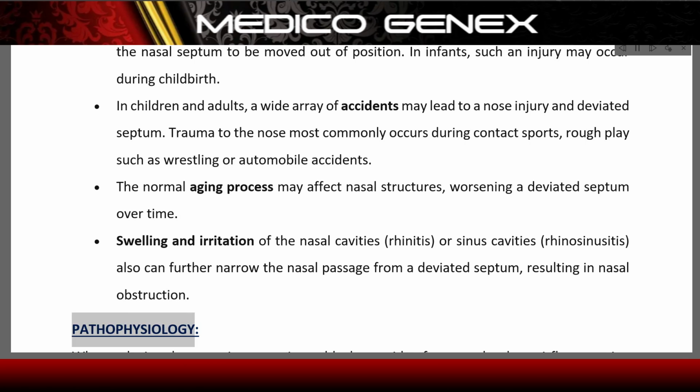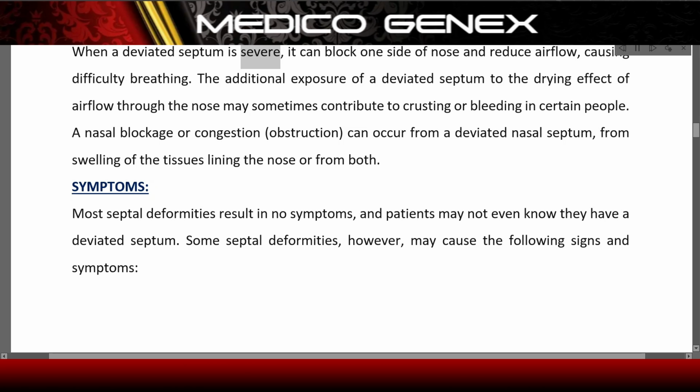Pathophysiology. When a deviated septum is severe, it can block one side of nose and reduce airflow, causing difficulty breathing. The additional exposure of a deviated septum to the drying effect of airflow through the nose may sometimes contribute to crusting or bleeding in certain people. A nasal blockage or congestion, obstruction, can occur from a deviated nasal septum, from swelling of the tissues lining the nose or from both. Symptoms.